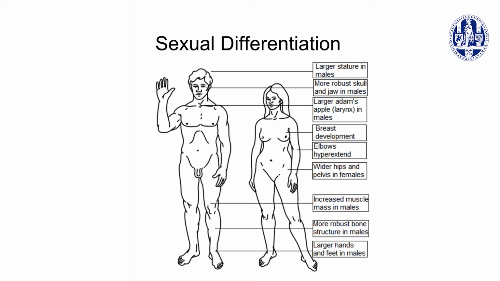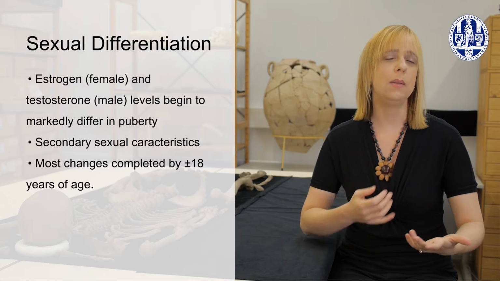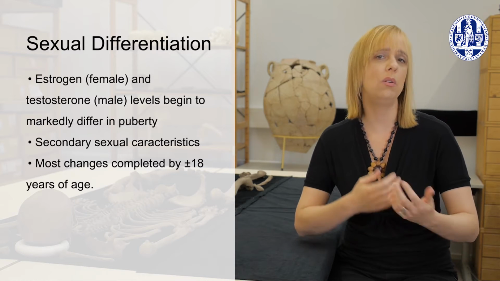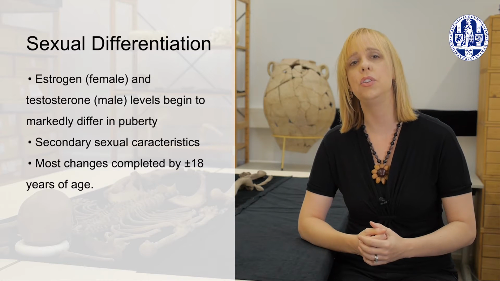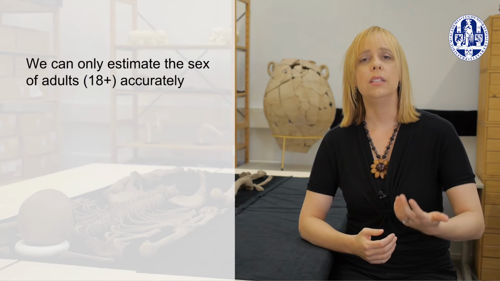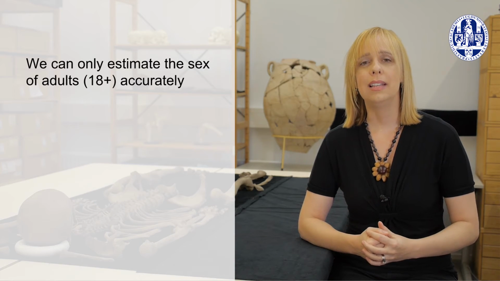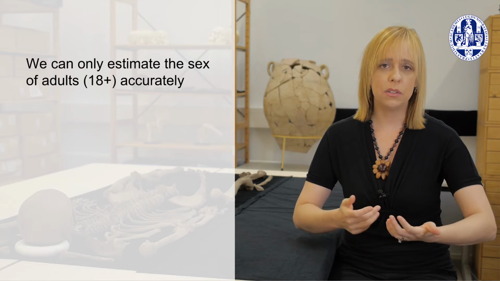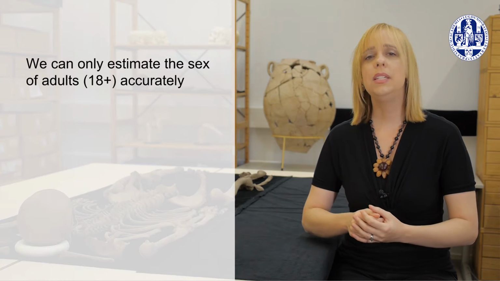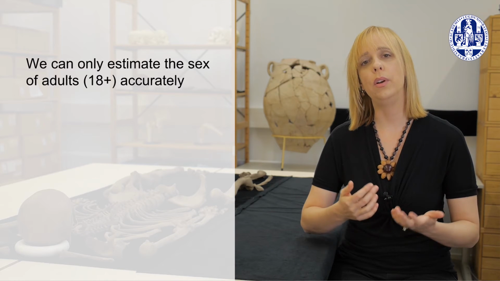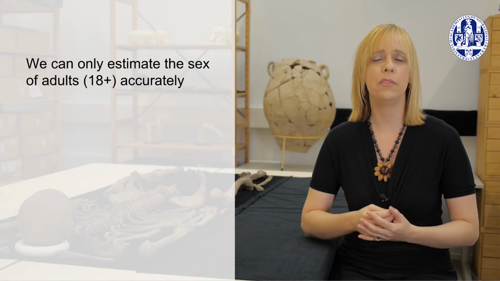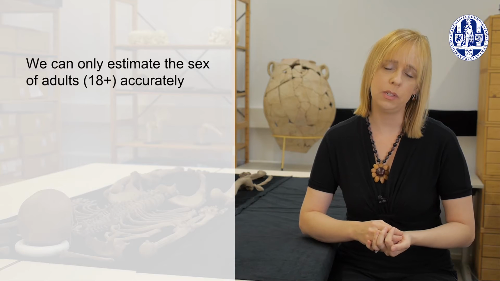The onset and completion of puberty will vary somewhat between populations based upon factors such as nutrition and health, but in all populations it's usually almost complete by late adolescence, so around 18 or so years of age. And it's for this reason that we usually only estimate the sex of adults. In subadults younger than 18 years, the differences between the skeletons of boys and girls are too small to provide accurate sex estimations.